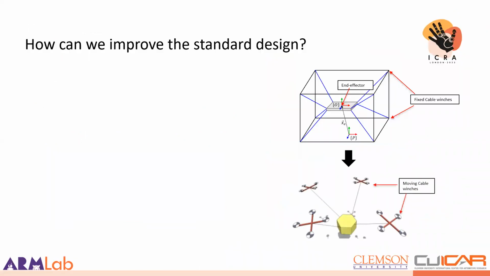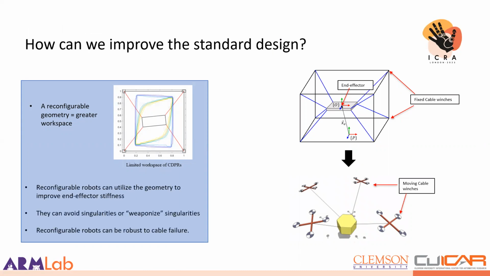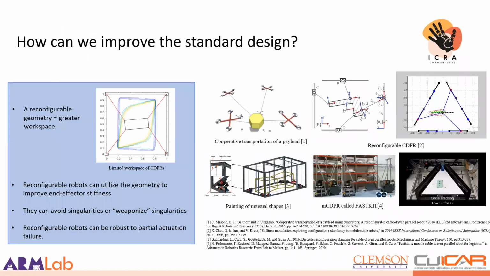The addition of online geometric reconfigurability to CDPRs can offer improvements to the traditional design by making the cable attachment points movable. For example, the additional kinematic redundancy offered by having these mobile cable attachment points can improve the reachability of the workspace, optimize the performance at the end effector, and offer the ability to overcome cable failures through reconfiguration. This is not a new concept.